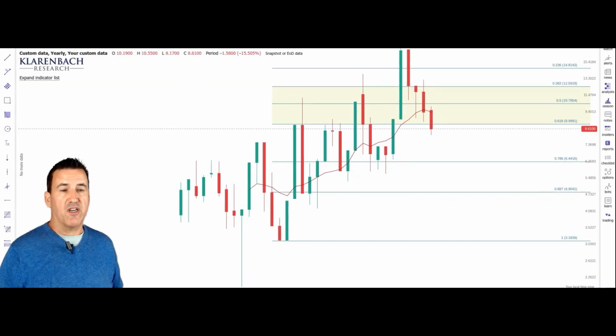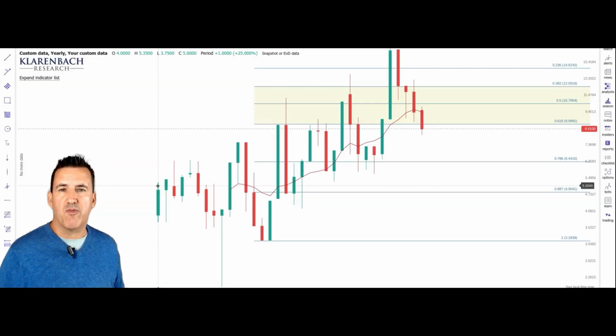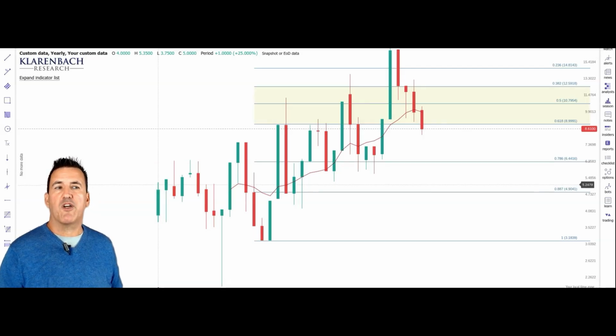If you're new to the channel, we're using candlestick charts because they share more information with us. We can see the entire price movement for that period of time on that candlestick. We see where it opened, we see where it closed, and that'll define whether it's going to be a red or a green candle. It's a lot of information here. Back to the yearly chart.